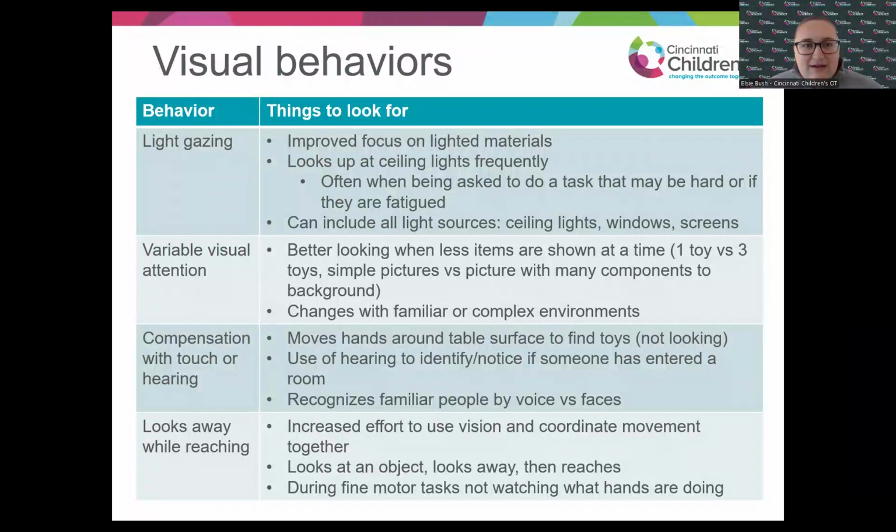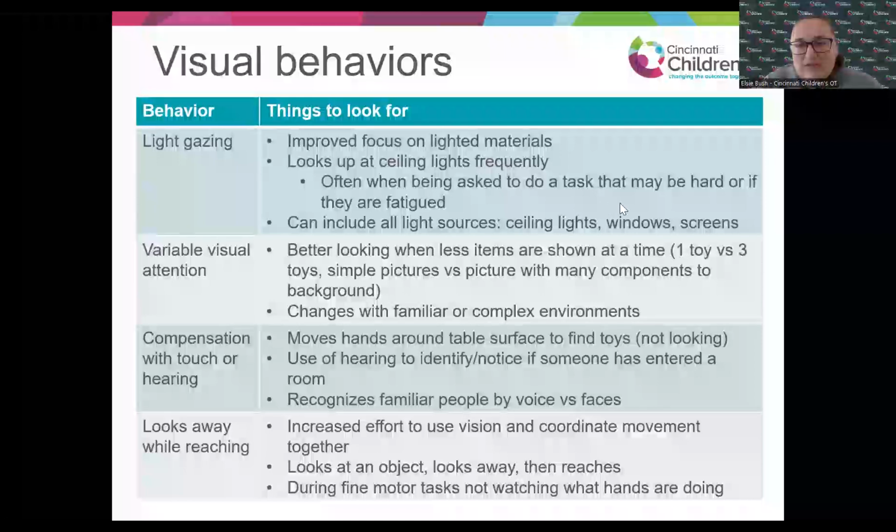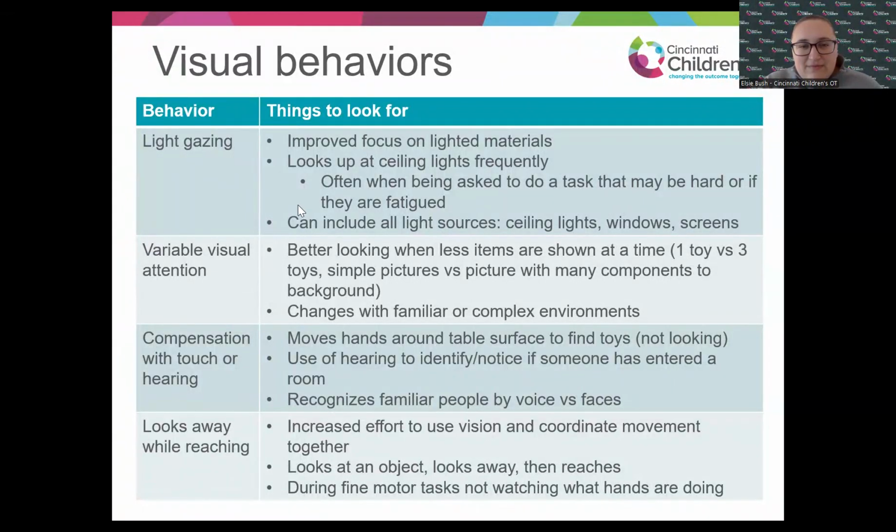And so the first one is children with CVI may have atypical light gazing or more preference towards light. And things that we look for is if they have improved focus on toys that have lights. Are they looking up at ceiling lights frequently? Often they may do this when they're fatigued or if a task is too challenging. What we see is that lights are really stimulating and it's a lot easier to take in the visual stimulus of a light versus a toy that may be presented to them. And this can include light sources of all kinds. So obviously toys, ceiling lights, windows, screens of tablets may have a stronger preference or engagement compared to non-lighted objects.